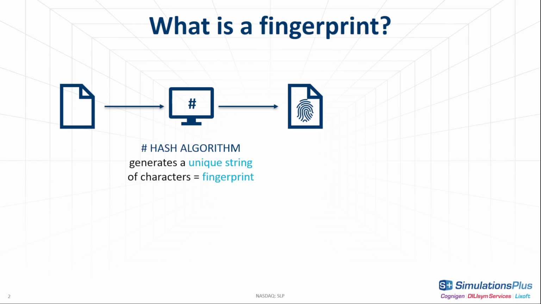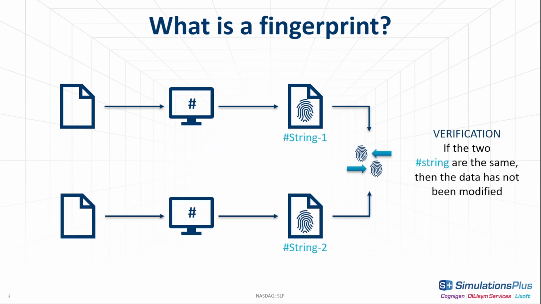In general, any file can be mapped to a string of characters by a hash function. This string is called a fingerprint of a file, and it uniquely identifies the content of the file. So now to compare two files, we only need to compare these short strings instead of the content of these files.